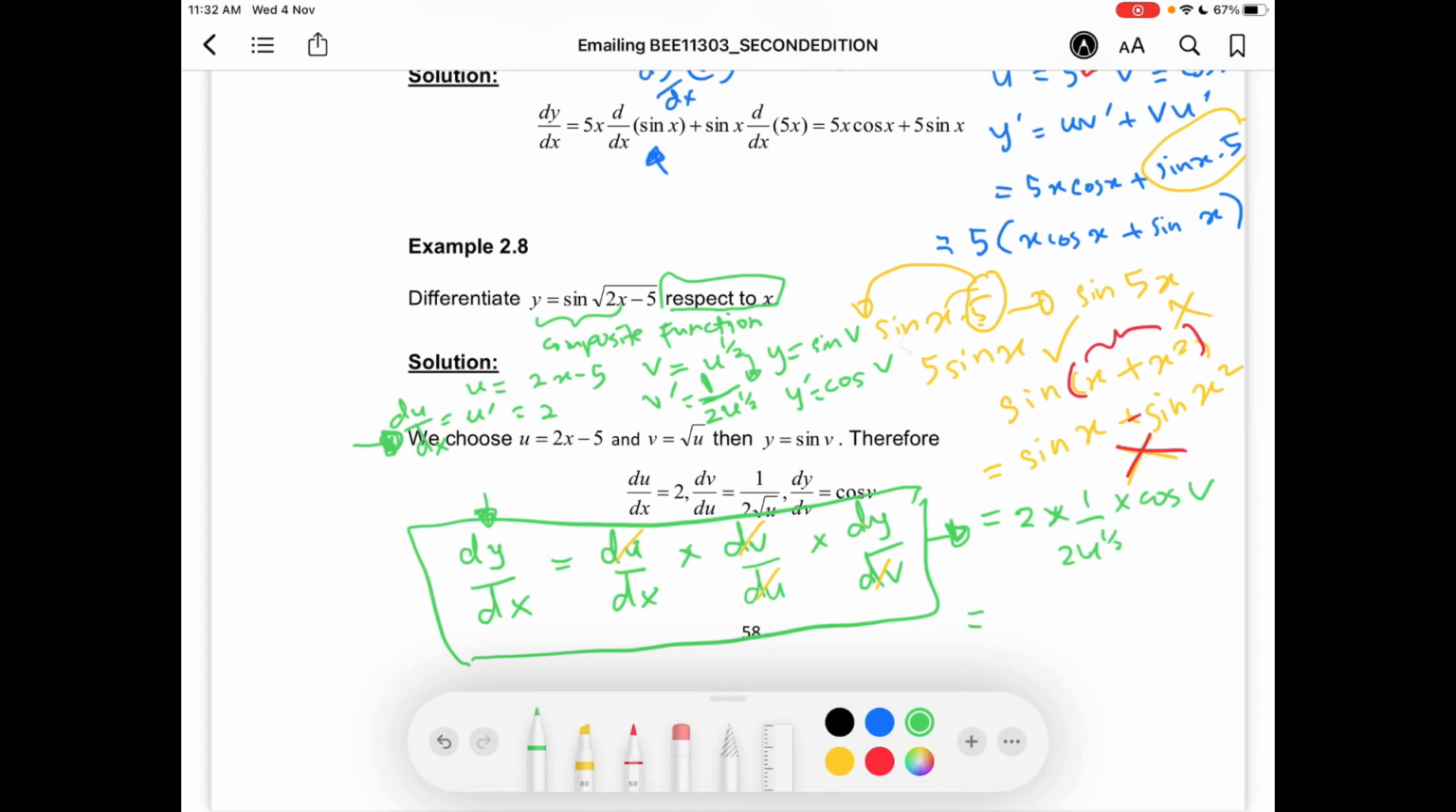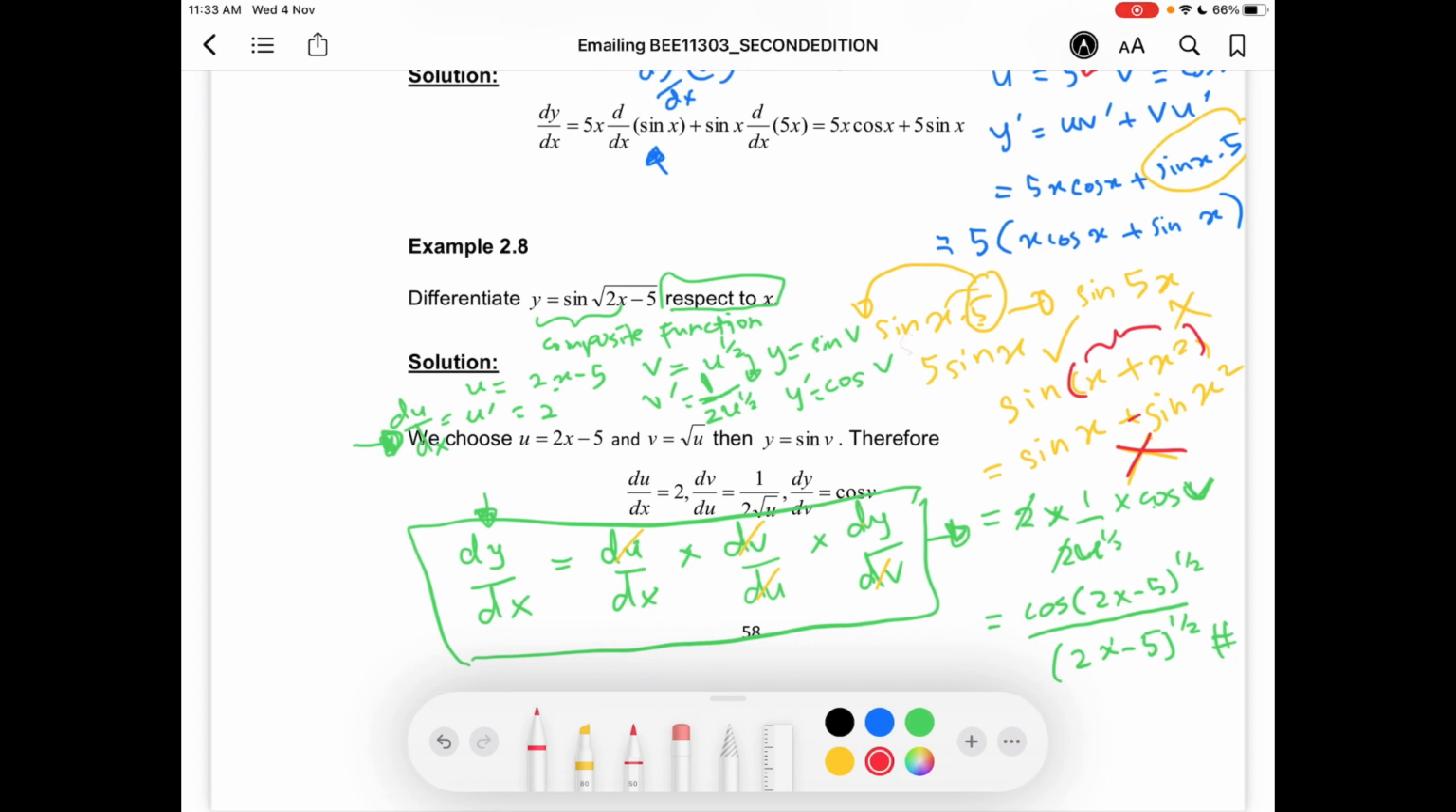Now it's time to plug in the real values of u and v in terms of x. So 2 times cos v. What is v? v is the square root of u. What is u? u is 2x minus 5. So 2x minus 5 to the power of half, in the denominator. Actually the 2 and 2 can be cancelled out, and what's left is cos v, which we already changed, over u, where u is 2x minus 5 to the power of half. Now this is your final answer.